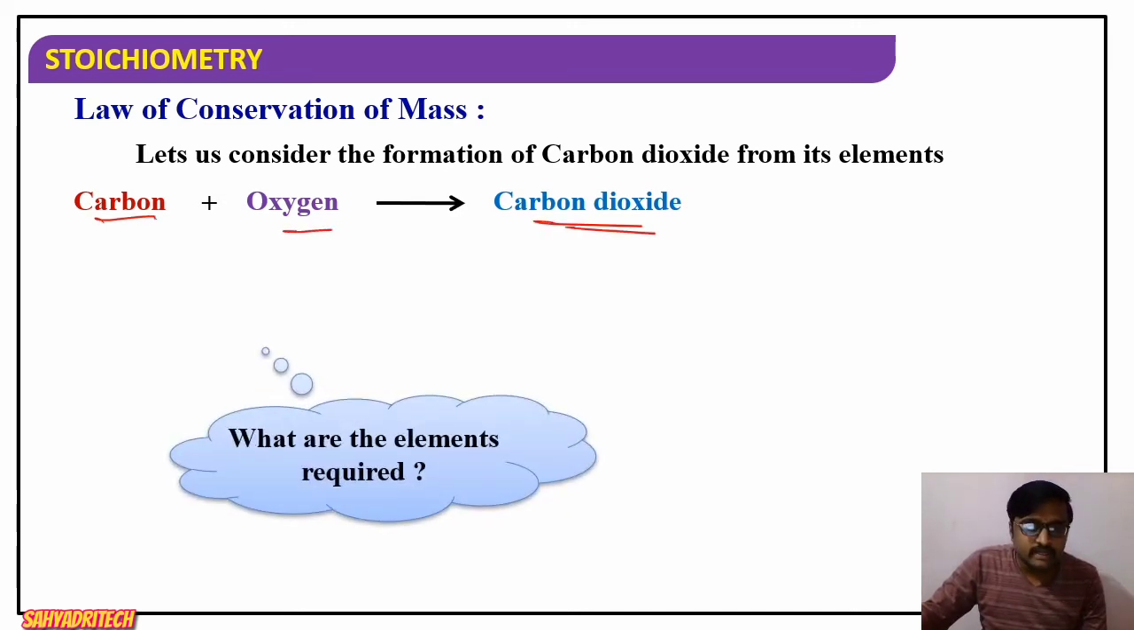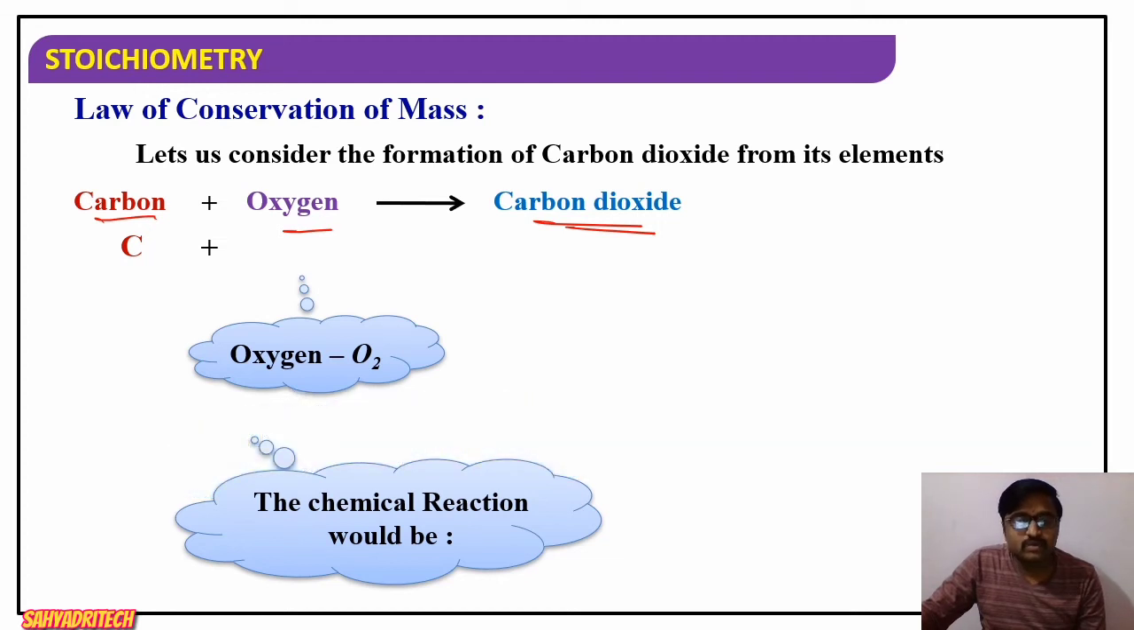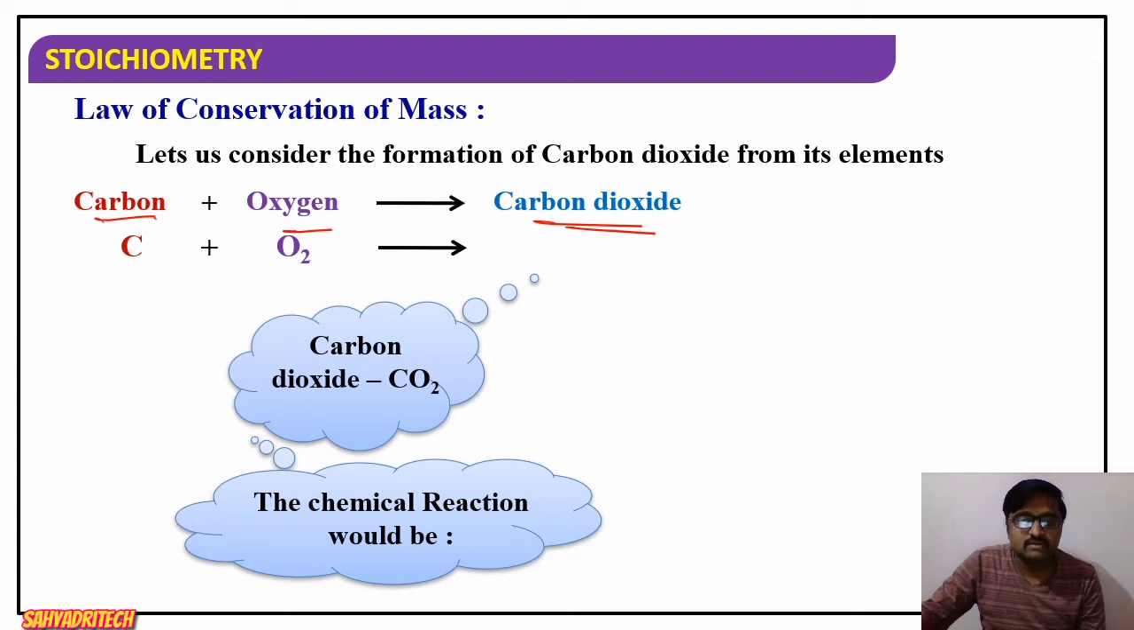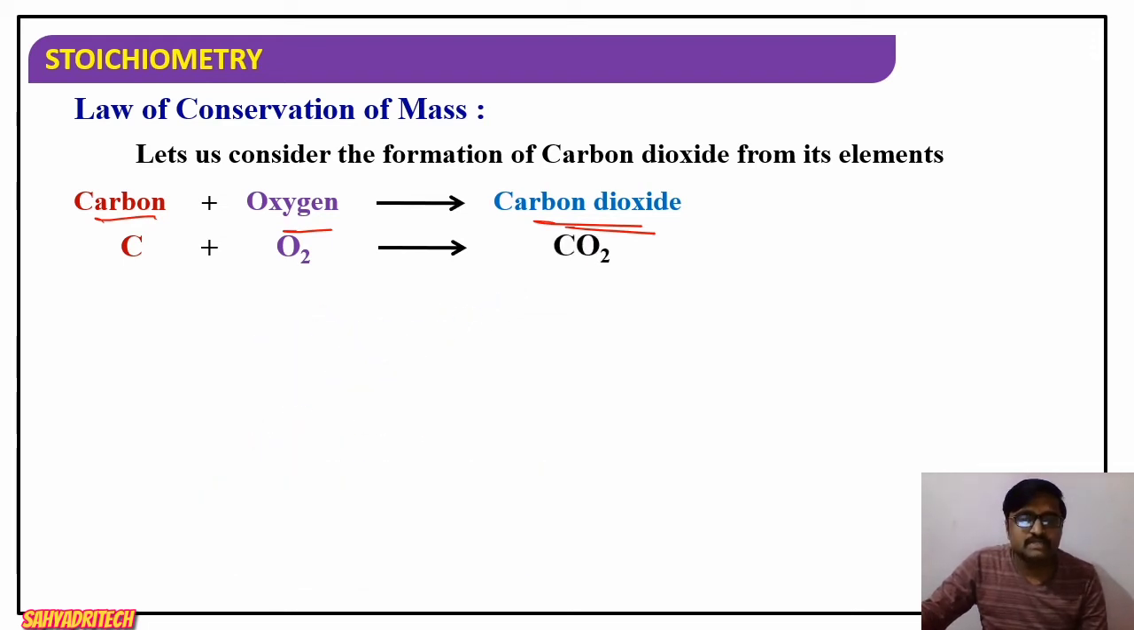Well here, what are the elements required? We considered carbon and oxygen, right? Now, if I consider the chemical reaction, what would it be? Carbon means C, and oxygen exists as a diatomic molecule, so O2. C plus O2 gives CO2. The product formed is CO2. So C plus O2 gives CO2 is the chemical reaction.